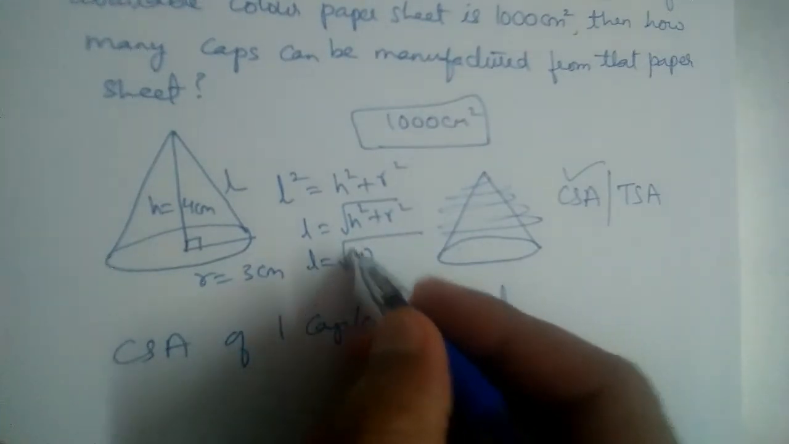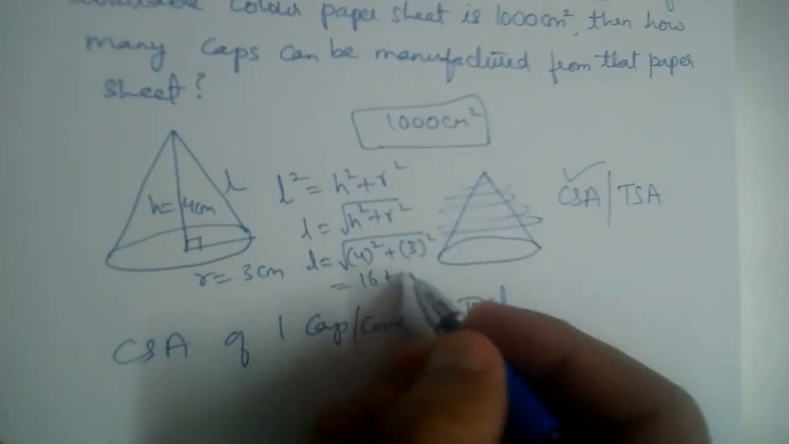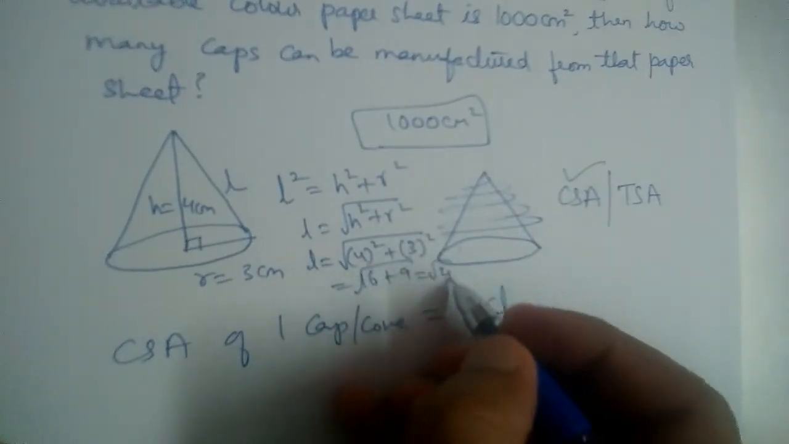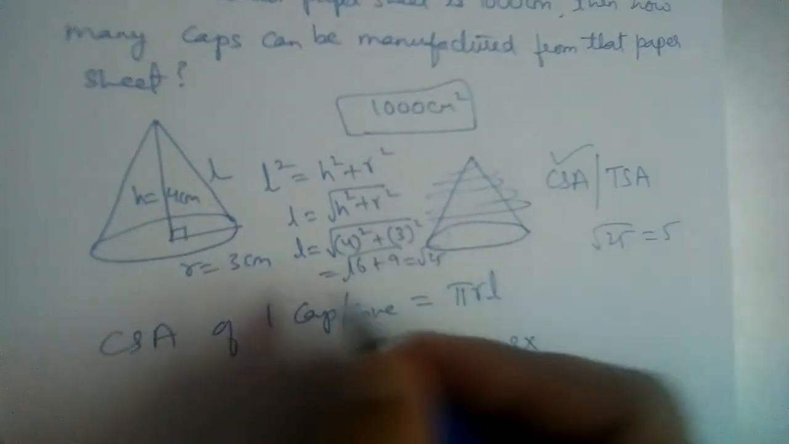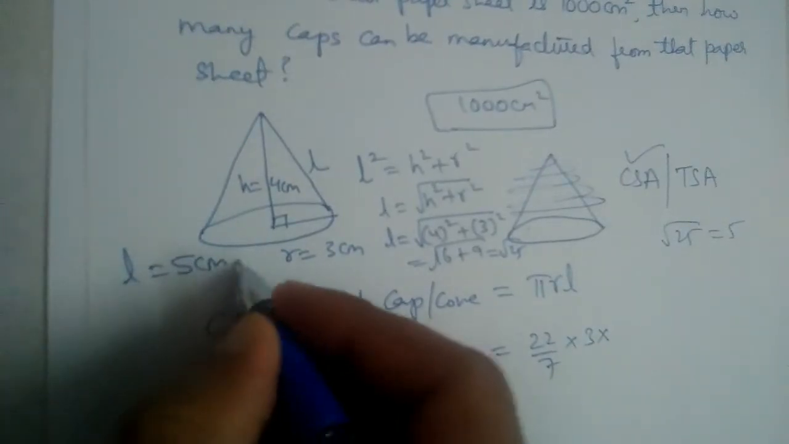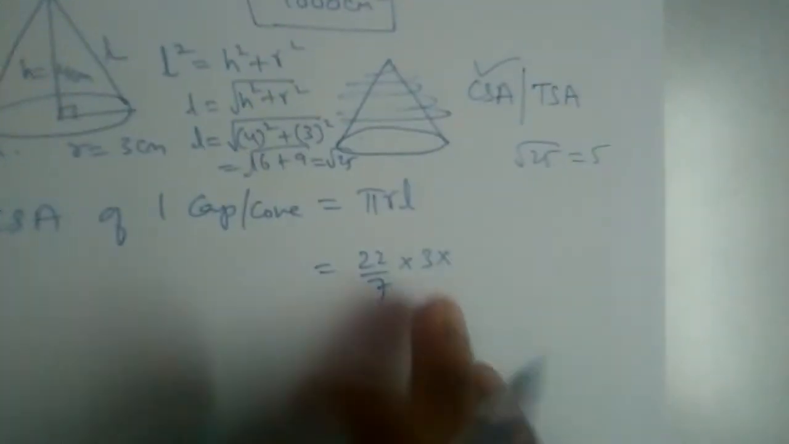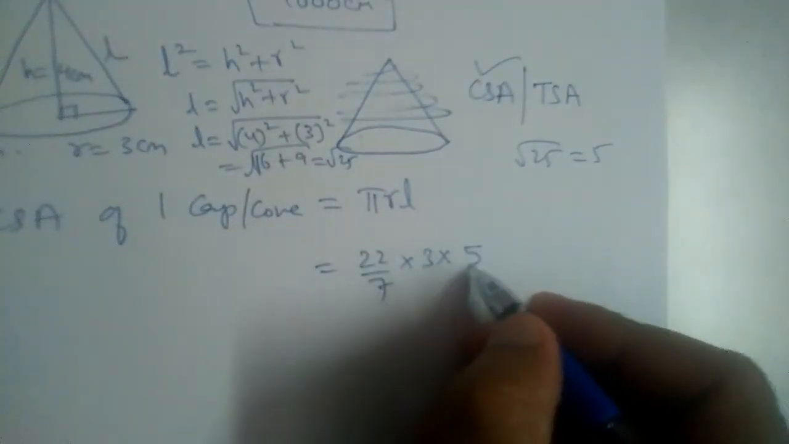H is equal to 4, so it is 4 square. R is equal to 3, it is 3 square. So 16 plus 9, under root of 25. What is under root of 25? It is equal to 5. So L is equal to how much? Slant height is equal to 5 centimeters. I hope you understood this. So L is equal to 5 centimeters.